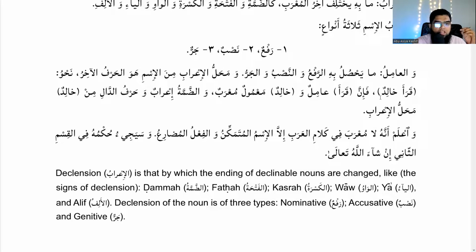In Khara'a Khalidun, Khara'a is the amil, and Khalidun is the ma'mul, mu'rab. Correct? Because this is the agent, which is influencing this guy, Khalid. So Khalid is called ma'mul. Amil, ma'mul. And the dhamma is the i'rab, the sign. So how do you know it's in the state of Rafa or Marfu? Dhamma. And the place of i'rab is what? The letter dal in Khalidun. That's where you put the mahalu li'rab.